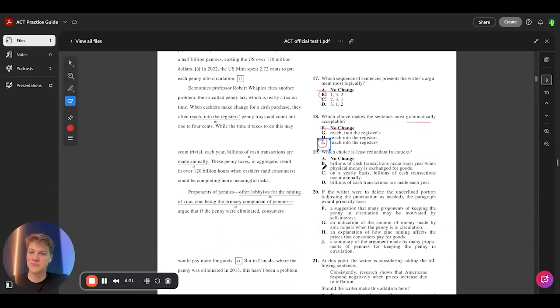"While the time it takes to do this may seem trivial, each year billions of cash transactions are made annually." Which choice is least redundant in context?